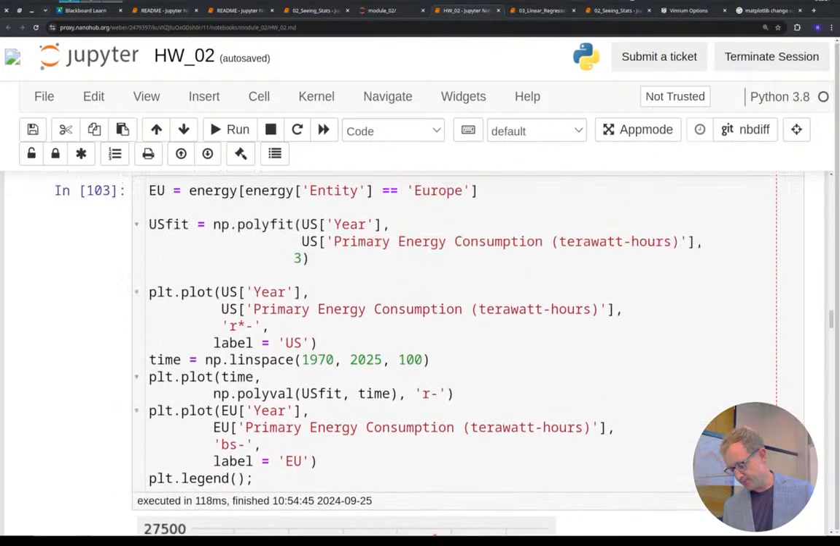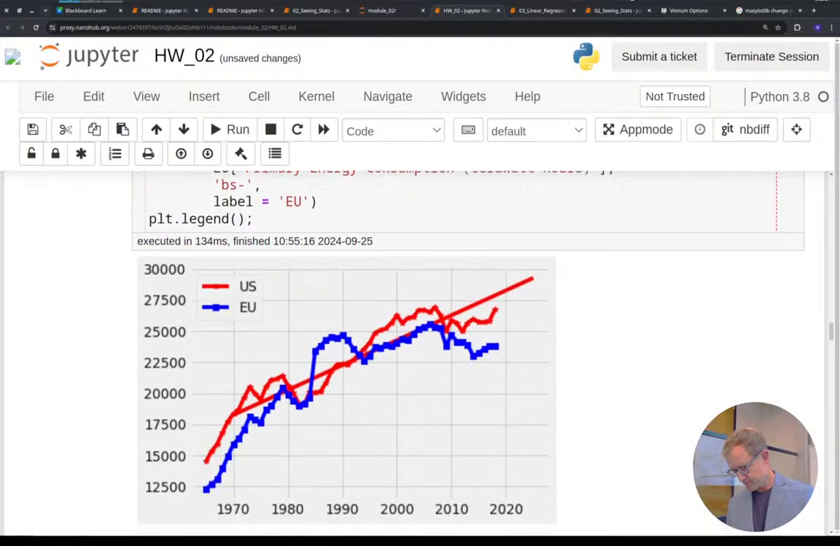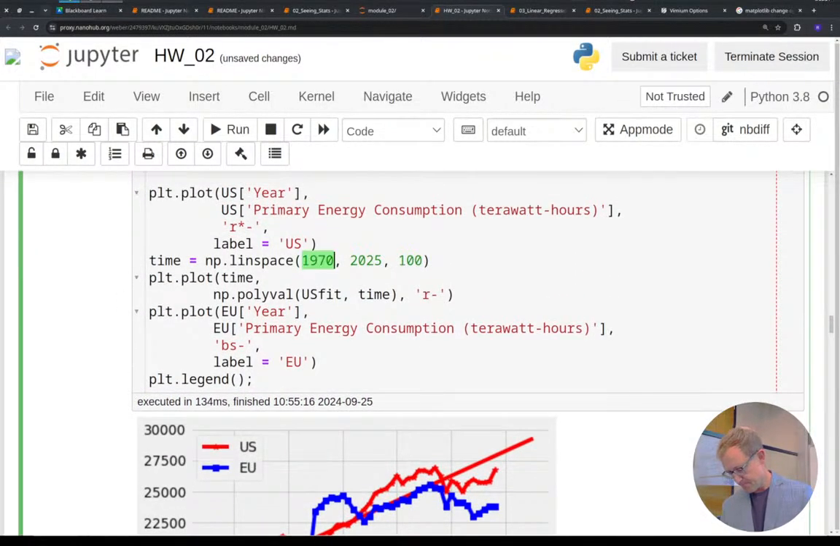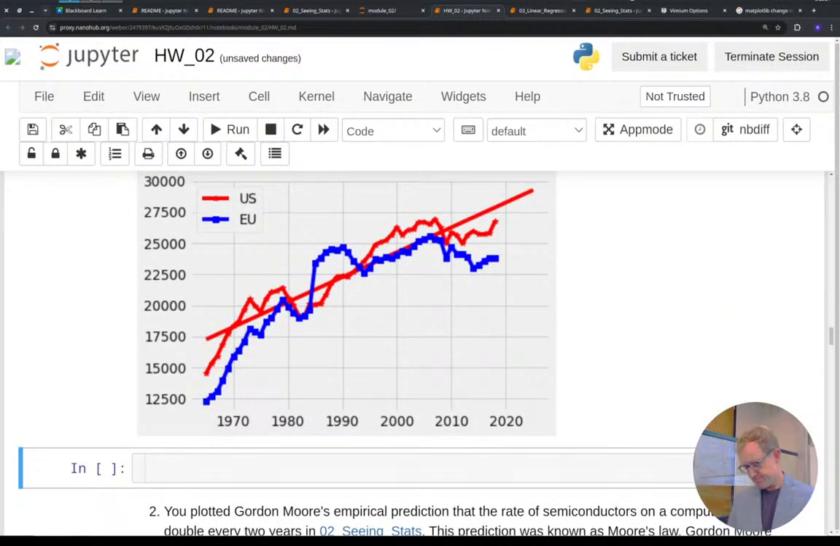But anyway, the only thing that you're asked to do is a first order fit. And we even extend it out to 2025. Get a prediction out there.